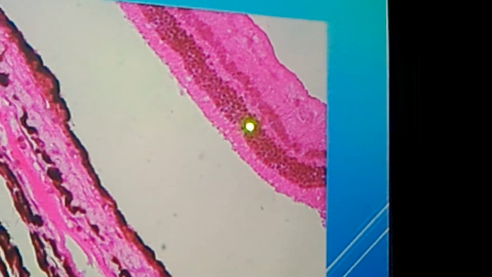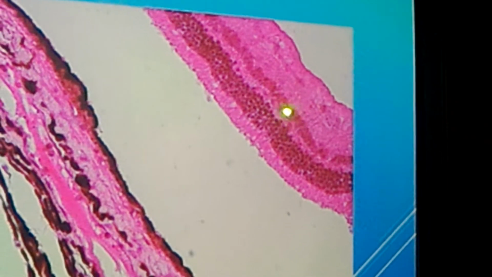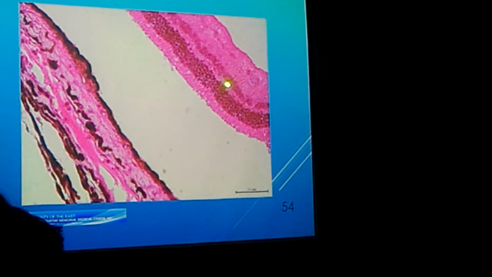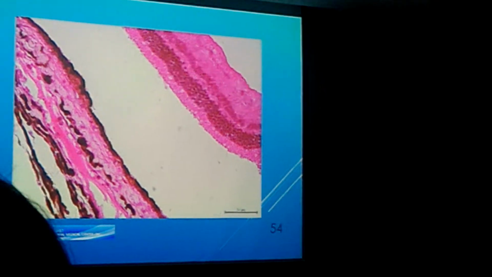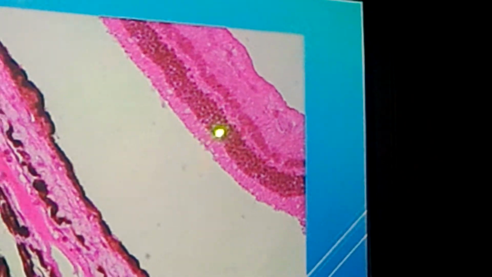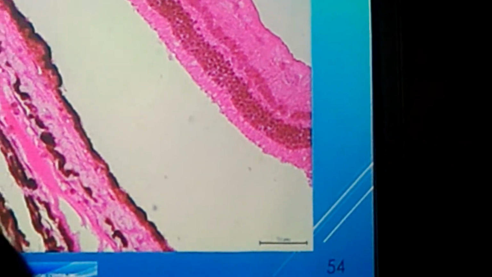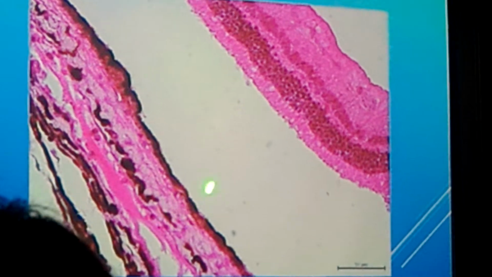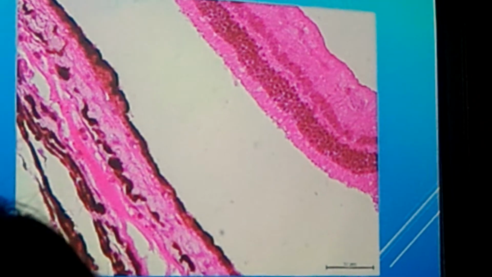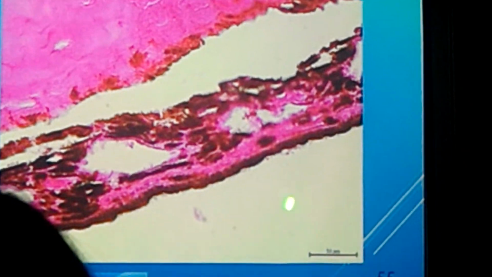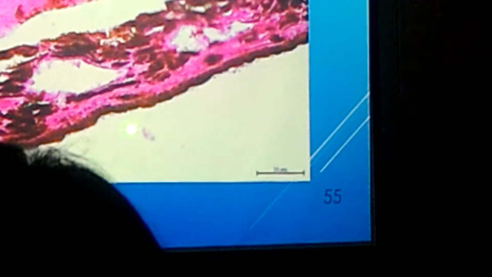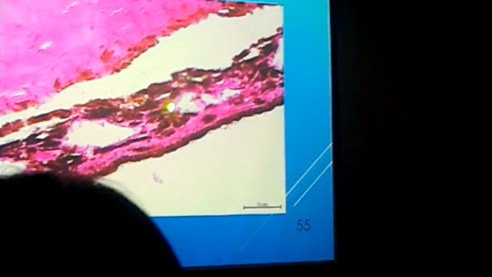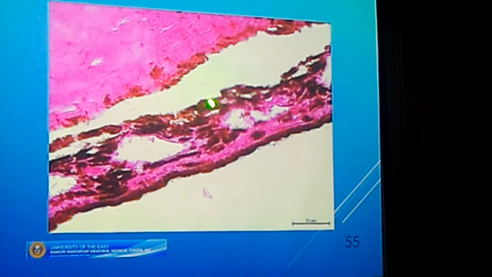This is the outer nuclear layer. This is the inner nuclear layer. You will never see the processes, but this is a very good example of your bipolar neurons. Okay? This is the retina. It just separated during the preparation. Okay? This is the pigment epithelium. Simple cuboidal. Okay? This is part of the choroid layer.